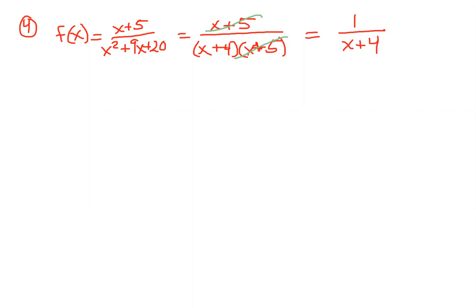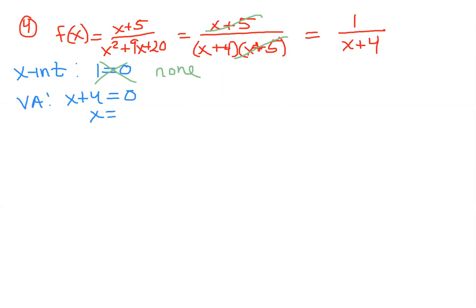Now we're going to find all our parts. X-intercept: you set the numerator equal to 0. The numerator is 1. Does that ever equal 0? No. So there is no x-intercept. Means it never crosses the x-axis. Vertical asymptote: you set the denominator equal to 0. X plus 4 equals 0. X equals -4. There's our vertical.